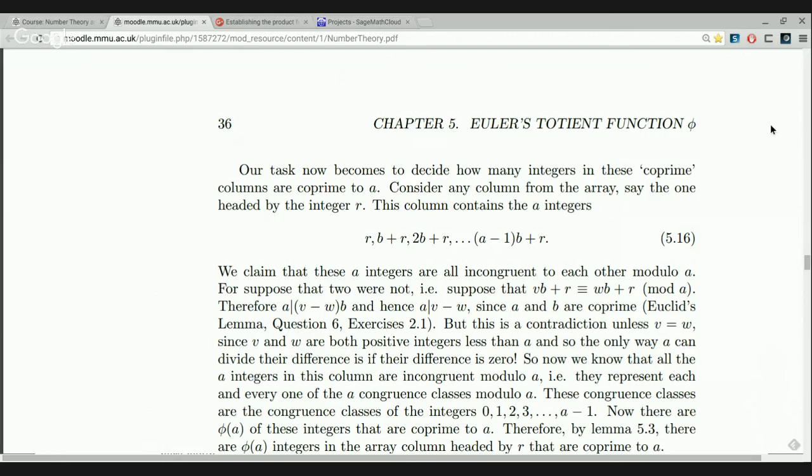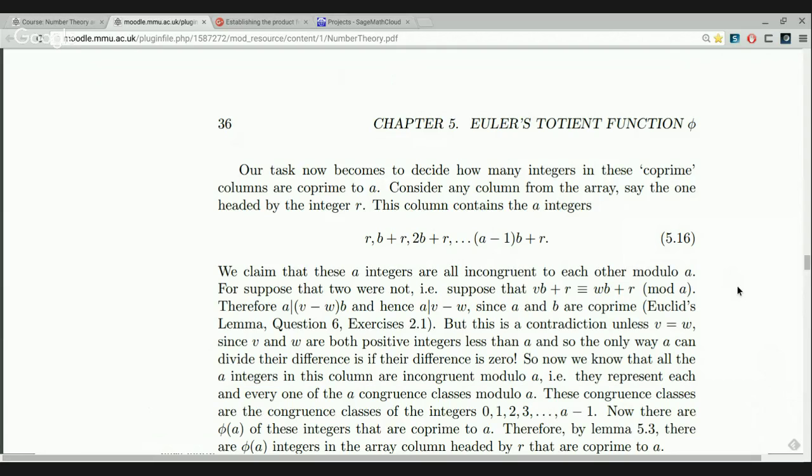And actually, I don't know which one is which, but the a different numbers listed here, they represent all of the congruence classes modulo a. The a different numbers that there are here, they're all different modulo a. Now that requires a little proof, and the proof of it is a little quick proof by contradiction.